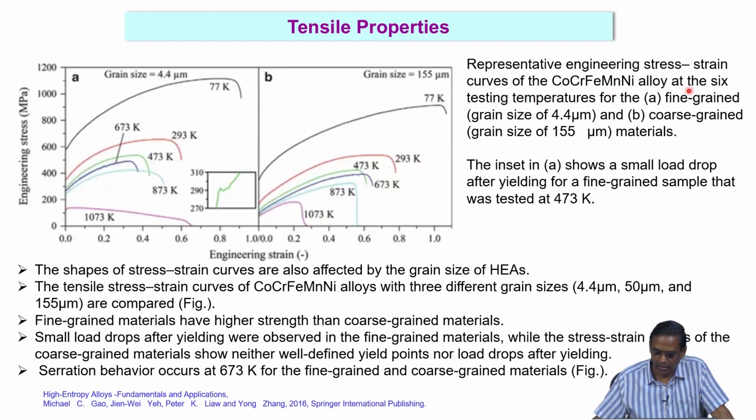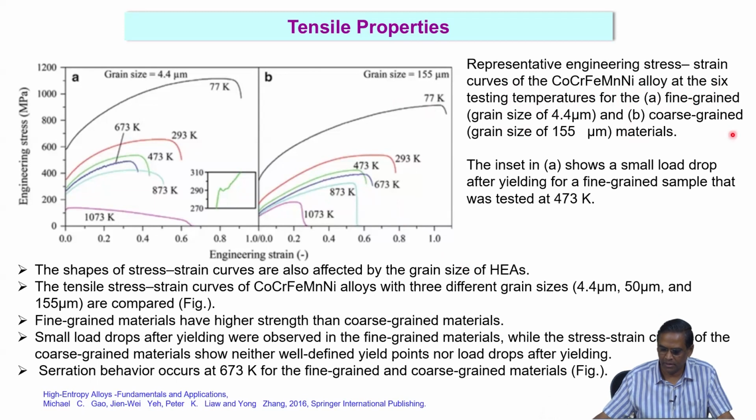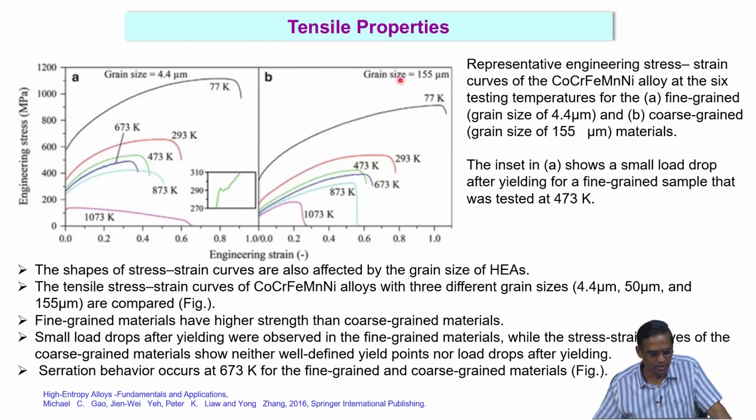So, we look at the other alloy system, cobalt, chromium, iron, manganese, nickel alloy, with 6 testing temperatures with fine grained and coarse grained materials. This is quite interesting. You have tests done at different temperatures as well as different grain sizes, a very interesting combination. What you are looking at are the stress strain curves of cobalt, chromium, iron, manganese, nickel alloys with 3 different grain sizes, 4.4 micron, 50 micron and 155 micron. Fine grained materials have higher strength than the coarse grained material, which is well known.